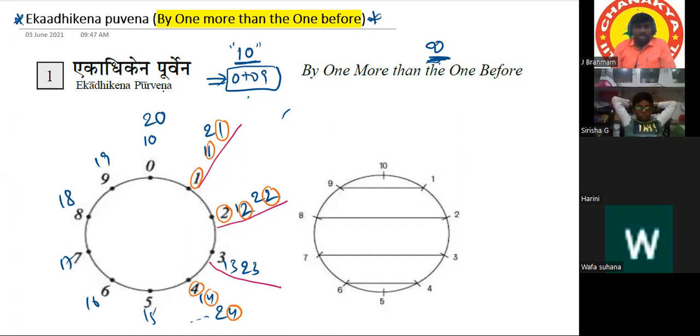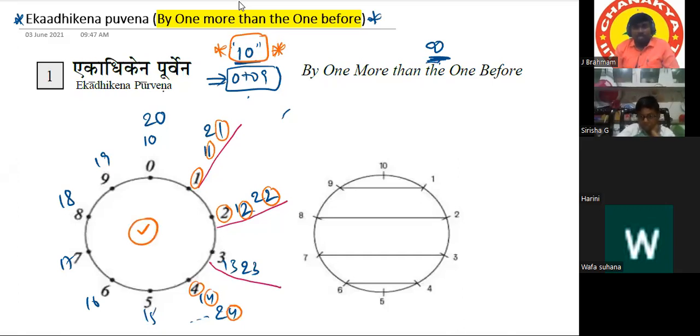And one more speciality is, in every branch, the difference between numbers is 10 only. 1 plus 10 is 11. 11 plus 10 is 21. 21 plus 10 will be 31. 31 plus 10 will be 41. In every branch, the difference between two consecutive numbers is 10. So that is the speciality of this 10-point circle. Our complete concentration is on 10 only. In total Vedic mathematics, our concentration is on 10 only. So this is the 10-point circle.